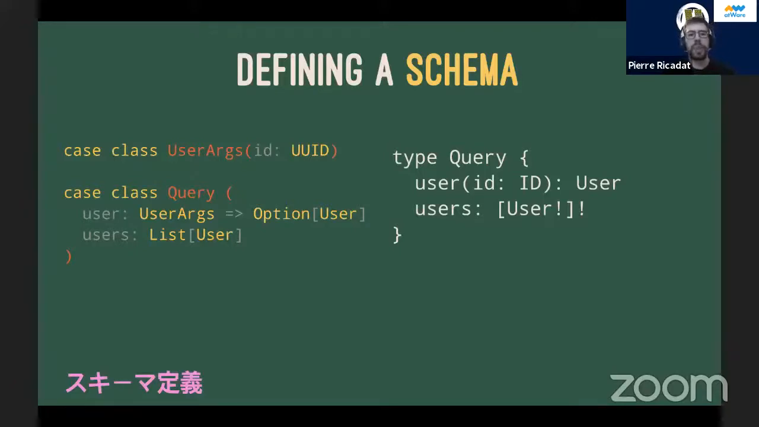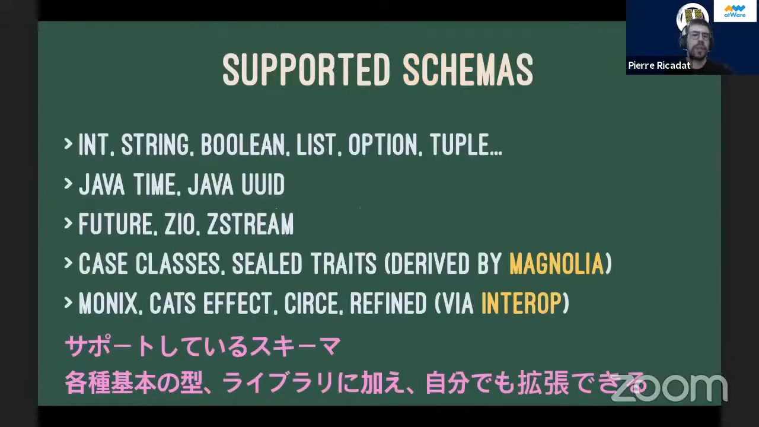Okay, so now what can Caliban support? Can you just use any case class and it will be turned into GraphQL automatically? So Caliban supports most of the Scala basic types, so Int, String, Boolean, List, Option, Tuple, and so on. They will be automatically transformed to GraphQL. That's pretty easy. It also supports some Java types like time, UUID. It supports Future and also ZIO and ZStream if you're a user of ZIO.